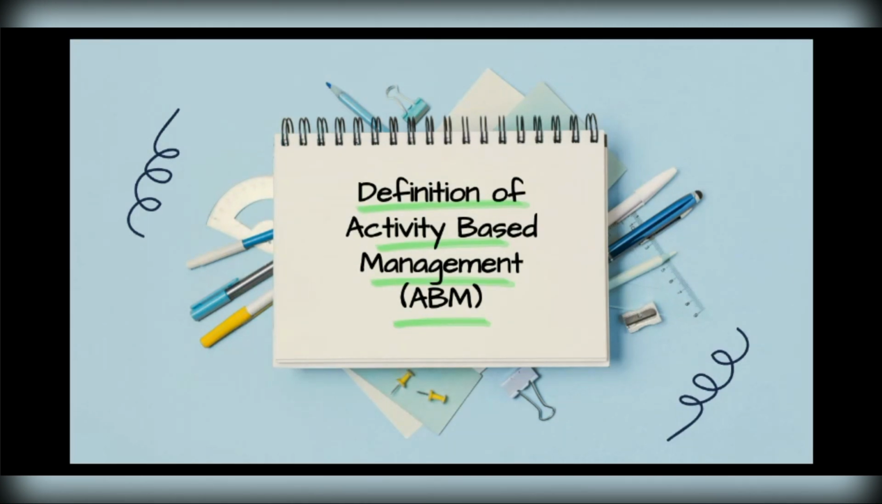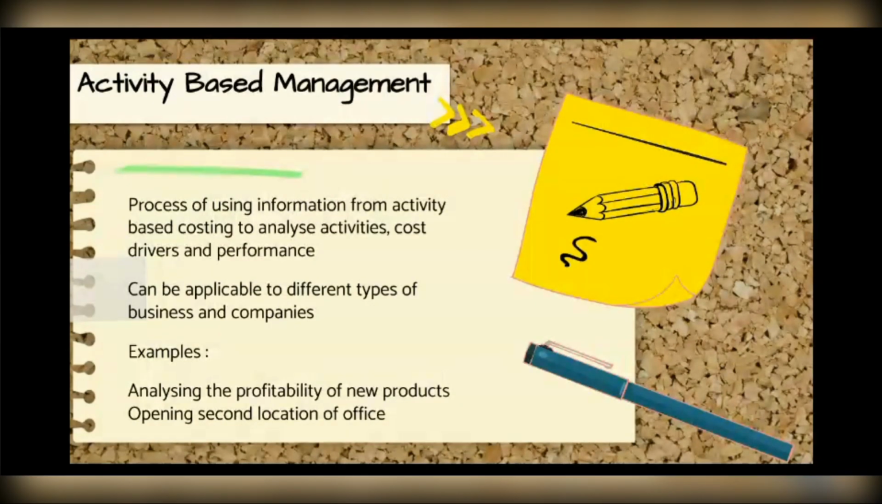Now we proceed to the definition of what is activity-based management, ABM. ABM is a process of using information from activity-based costing, ABC, to analyze activities, cost drivers, and performance. This can be applicable to different types of business and companies such as manufacturers, service providers, non-profit organizations, schools, and government agencies.